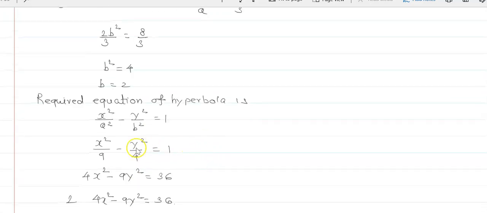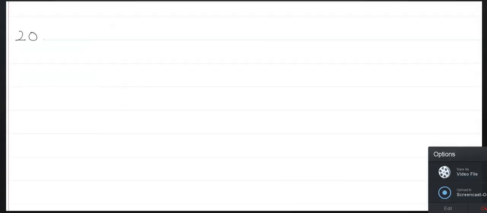Required equation of the hyperbola is x square upon a square minus y square upon b square is equal to 1. Substitute the value of a and b, then you will get 4x square minus 9y square is equal to 36, and hence option 2 is the correct one. Now next is question number 20.